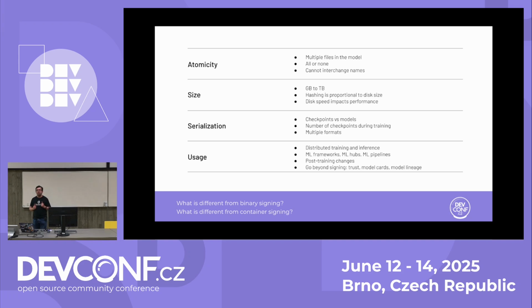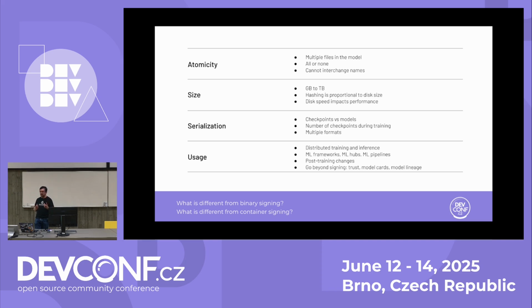And we have two main questions now. What is different in model signing compared to signing just a simple file, just binary signing? And what is different compared to signing a container, which is like a set of layers? So for models, we have four different criteria here. The first one is atomicity.